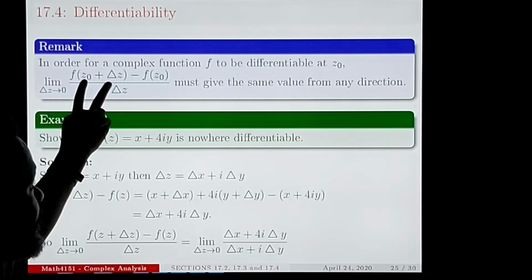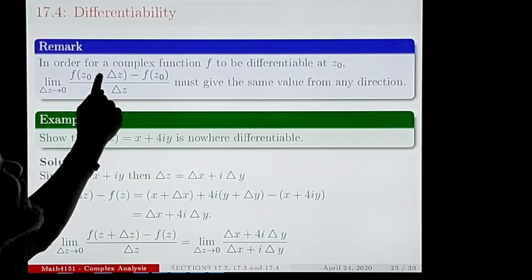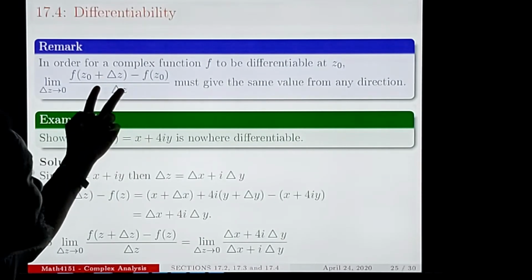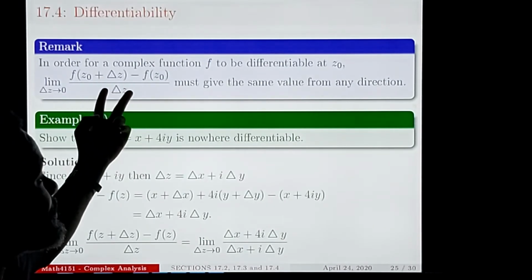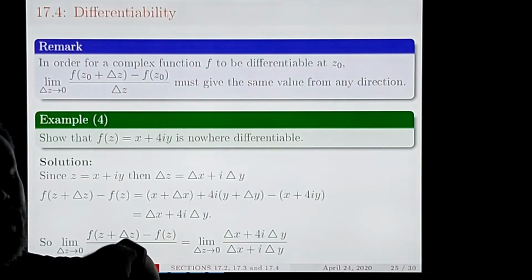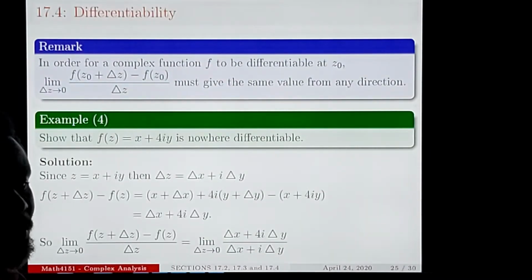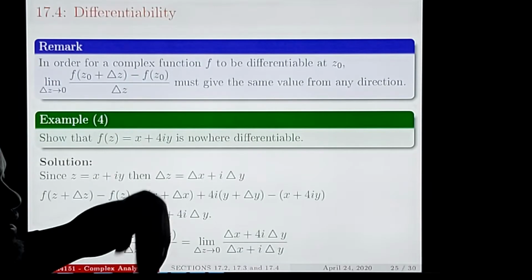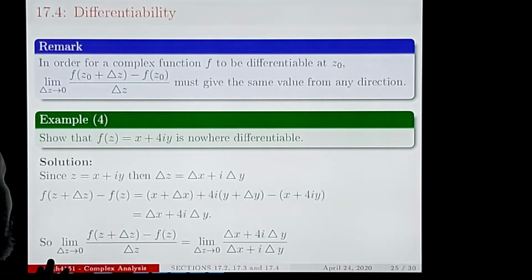If the derivative exists, then for the function to be differentiable, this limit must exist, or must give the same value from any direction. Now for complex numbers, you can approach from different directions because you have many more variables. Thinking of the imaginary, you have a line, you can approach it through the horizontal axis, the vertical axis, and so forth.